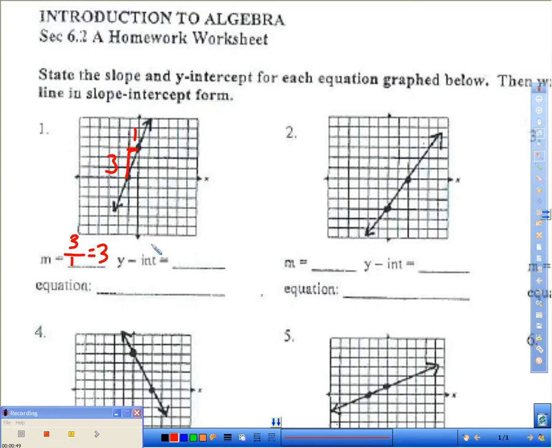The y-intercept is just the point on the graph where the line crosses the y-axis. So that would be this point right here. What are the coordinates of that point? The x value, or the x coordinate of the y-intercept, is always going to be 0 because we don't have to move to the left or the right at all.